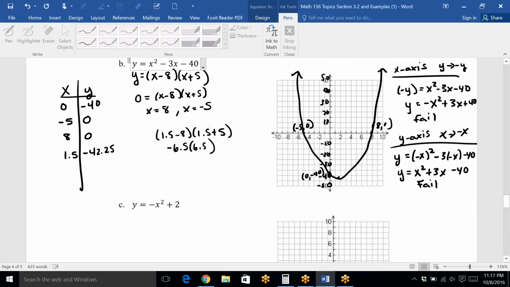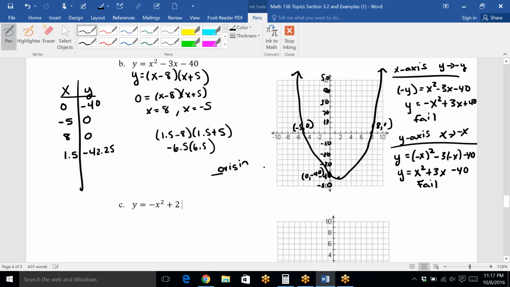And then the last one we need to do is we need to check to see if the origin test passed. So I'm going to do that one over here, running out of room. In origin, x changes to negative x and y changes to negative y. So that'd be negative y equals negative x squared minus 3 times negative x minus 40. Has to be copied in correctly.